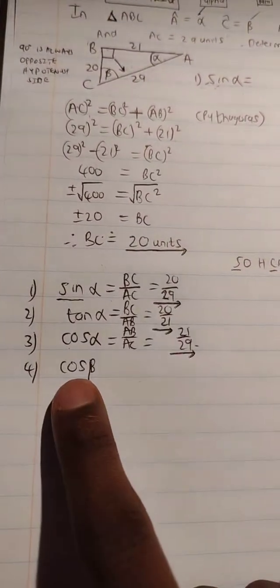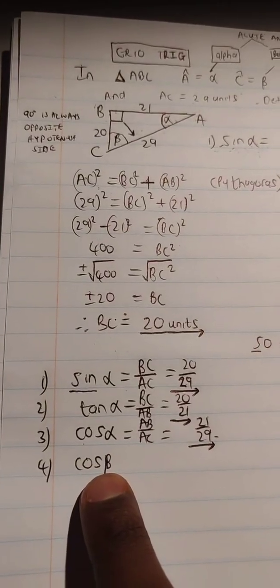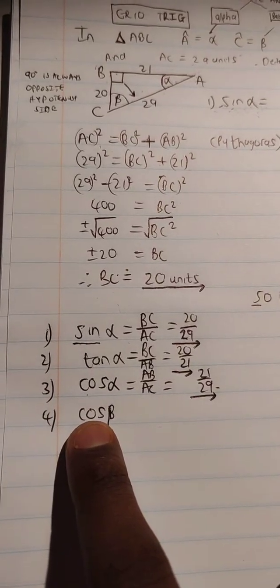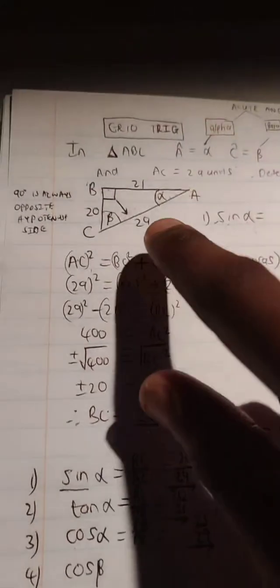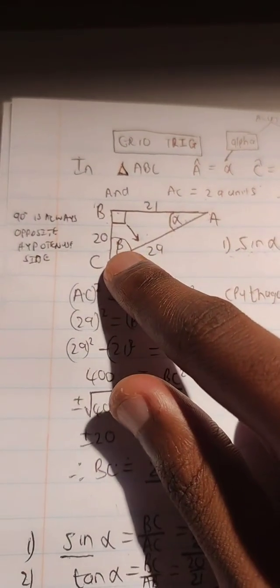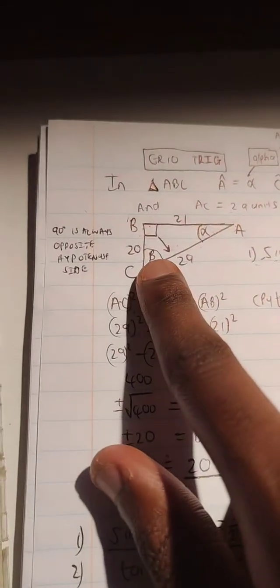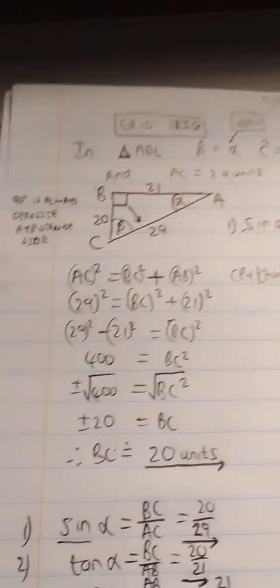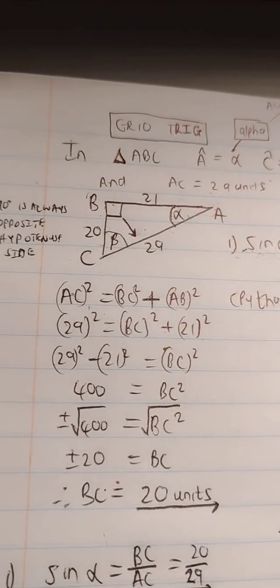There is beta. Then we ask ourselves the second question, what is the definition of cos? That's very important. We are looking at this angle, and cos is adjacent over hypotenuse. So in relation to this angle, what side is the adjacent side and what side is the hypotenuse? What would be the ratio of cos of beta?